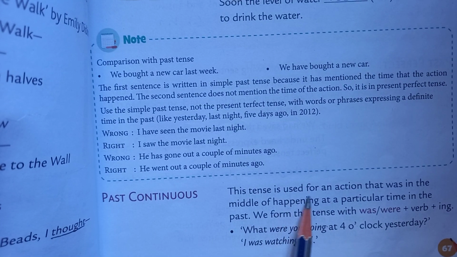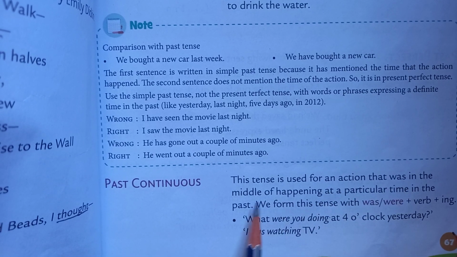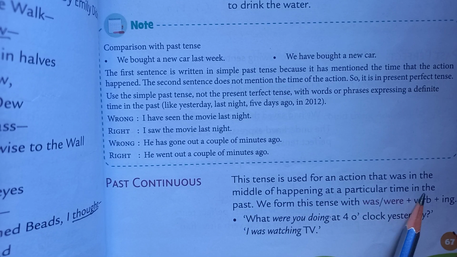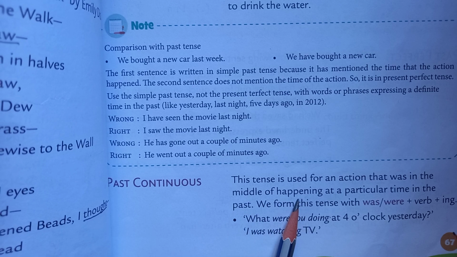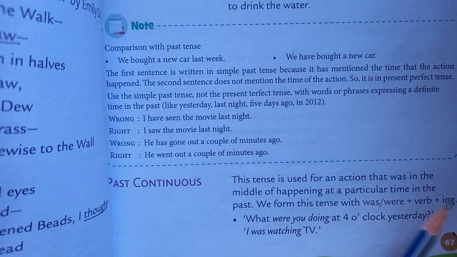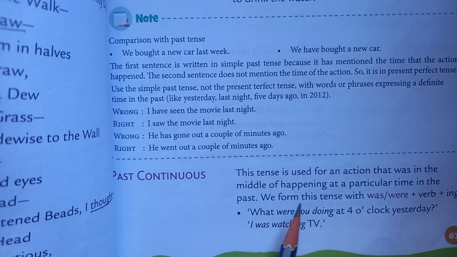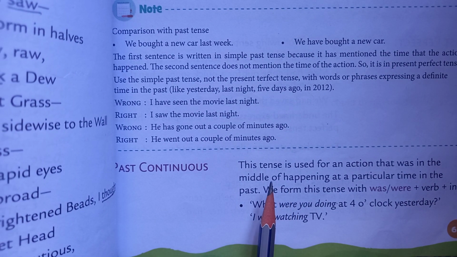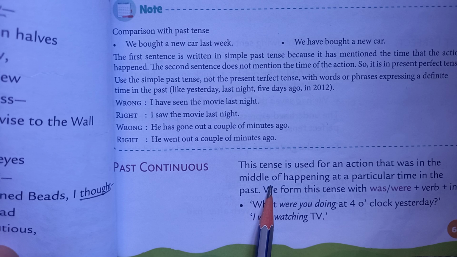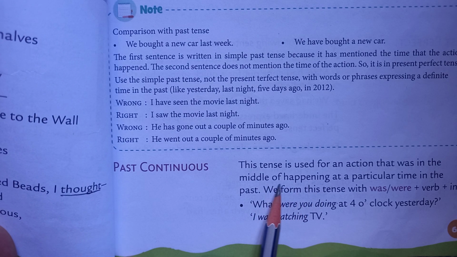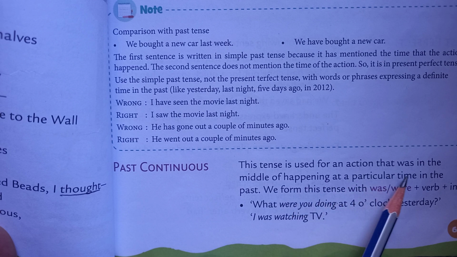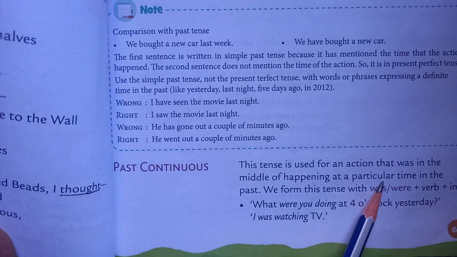This tense is used for an action that was in the middle of happening at a particular time in the past. So past continuous means the action that happened in the past and that was in the middle of happening at a particular time. That action was in the middle of happening at a particular time, and it should be in the past.